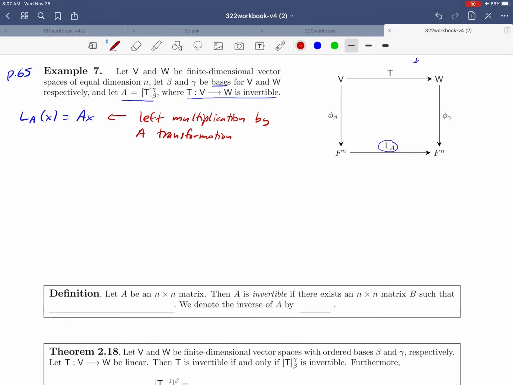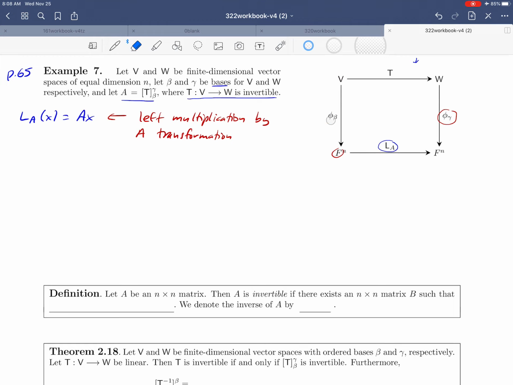Now, if you look carefully at the diagram, there are two things that are new, that didn't appear in this diagram when we drew it earlier in the chapter, and those are these two pieces, phi beta and phi gamma. Those are the standard representation maps that we just talked about. Remember, they just take vectors and map them to coordinate vectors. Even though we didn't use that terminology when we drew this diagram earlier, those mappings were always there. We just have a name for those now.